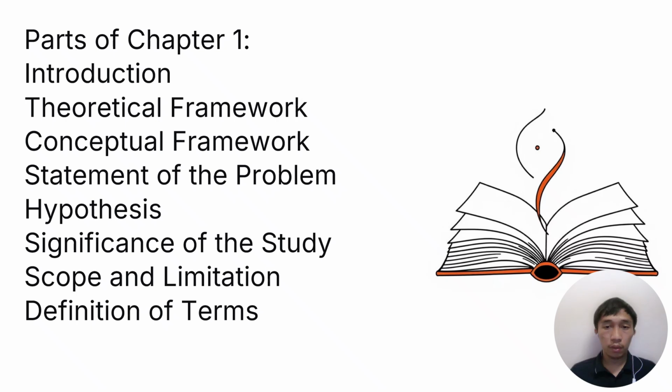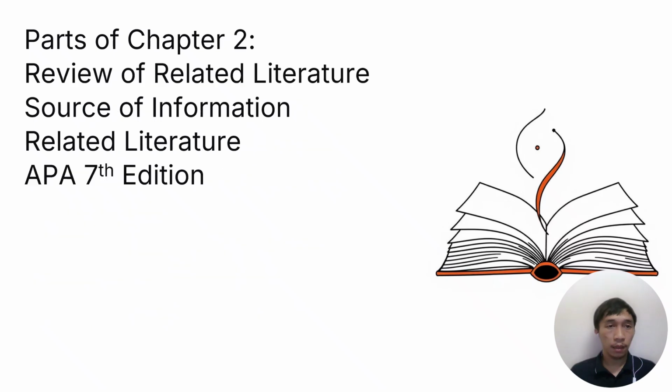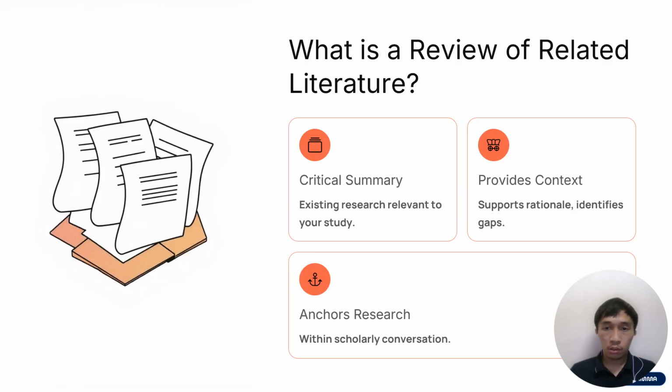Before we proceed to chapter 2, we should finish chapter 1 first because it is a sequence to be followed. And these are the parts of chapter 2 on how to write a review of related literature. We have the source of information, related literature, and also the APA 7th edition. Those are the parts of chapter 2. So let's discuss what a review of related literature is.